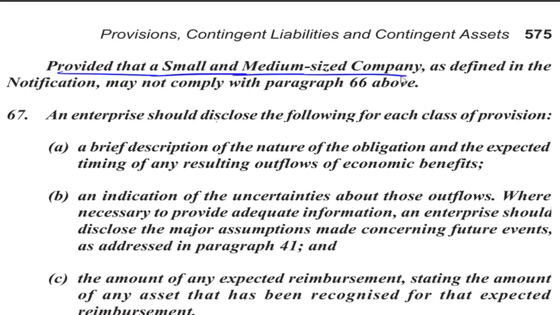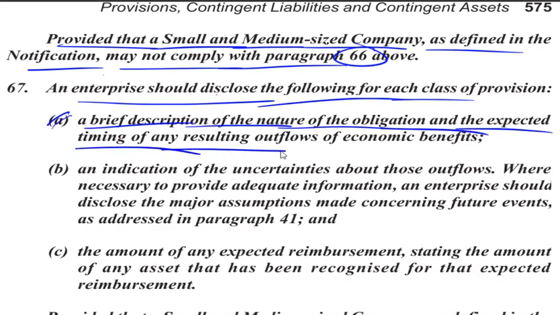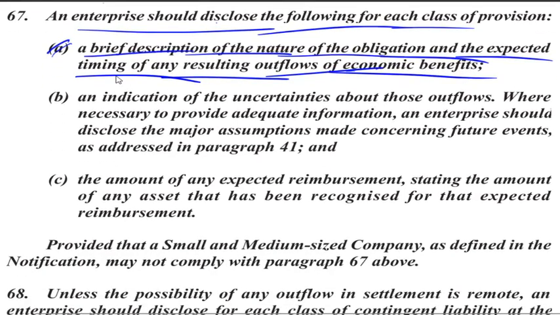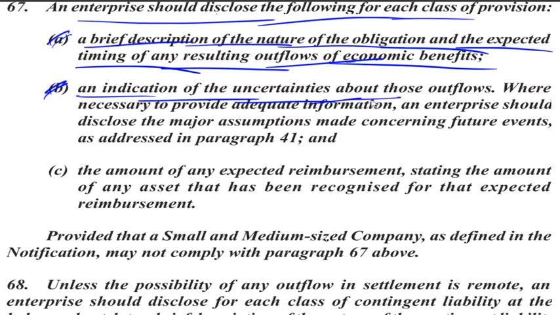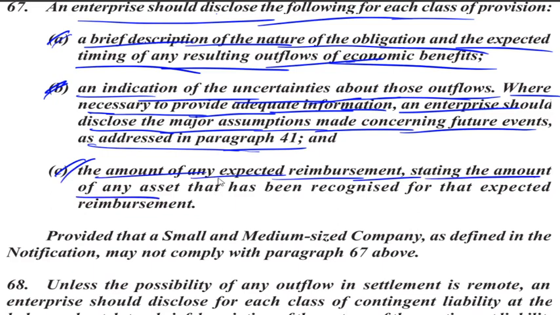Provided that small and medium-sized companies as defined in the notification may not comply with paragraph 66 above, an enterprise should disclose the following for each class of provision: a brief description of the nature of the obligation and the expected timing of any resulting outflow of economic benefits; an indication of the uncertainties about those outflows, where necessary to provide adequate information; and the major assumptions made concerning future events, as addressed in para 41. Also the amount of any expected reimbursement, stating the amount of any asset that has been recognized for that expected reimbursement.